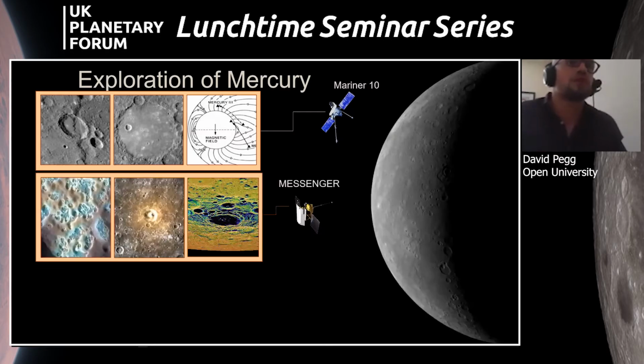That was until 2004 when Messenger launched. That undertook multiple flybys of Mercury, but crucially managed to orbit the planet. And so it gave us the first global images of the planet, so we could see all parts of the planet, apart from those permanently in shadow, and identified several new features, one of which, probably the most startling to come out of Messenger, are hollows.